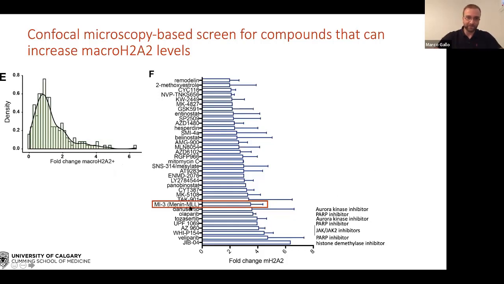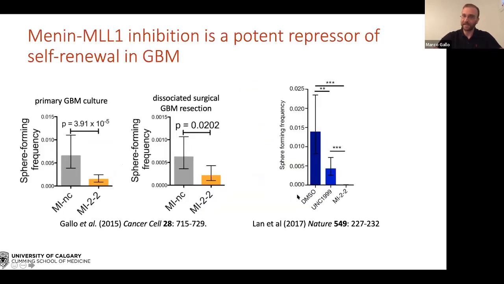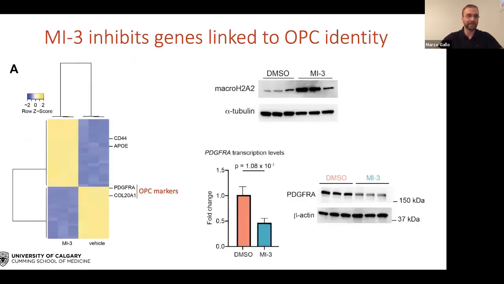And one of them was our old friend MI3, which is an inhibitor of the interaction between menin and MLL1. And we've had a little bit of interest in this drug previously. We published a couple of papers showing that menin inhibition reduces stemness, using primary cultures, freshly dissociated tumor cells. It seems like it's working, but the mechanism by which it works was not known. So we wanted to dig a little bit deeper into what menin is doing.